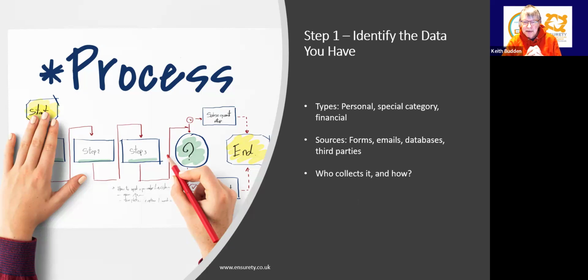So let's go through this in steps. Step one, identify the data that you have. Think about different types of data. Just pure personal data, special category data. An example might be, and I've been working on this in the last week with an organization, if you are dealing with members of staff who are members of a trade union, that's actually special category data.